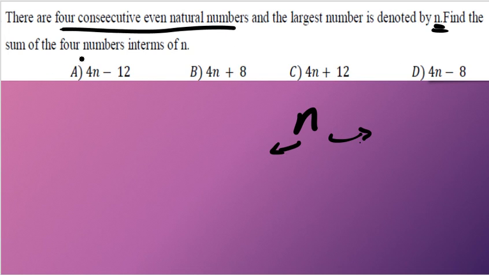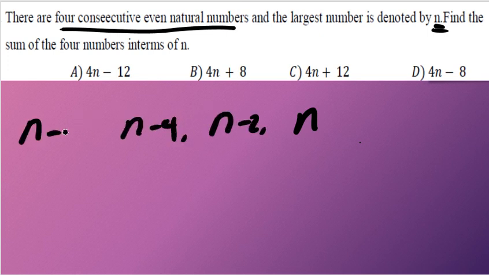Find the sum of the 4 numbers. So what is the even number before n? The largest of the even numbers is already given to you. What is that? n. So what are the previous ones? The previous ones are n minus 2, then n minus 4, and n minus 6, like subtracting 2 each time.